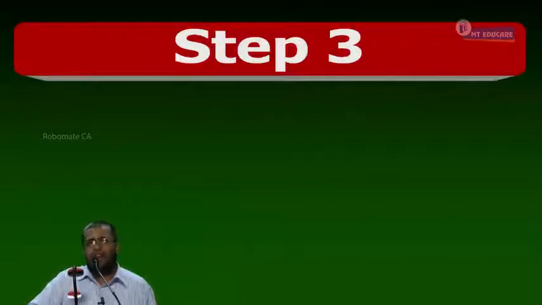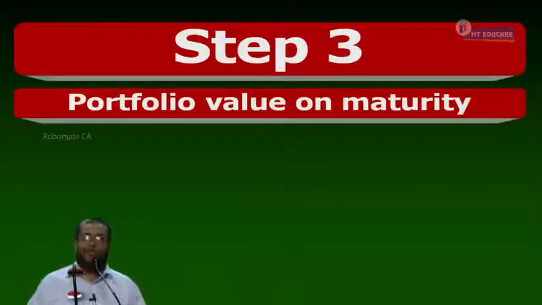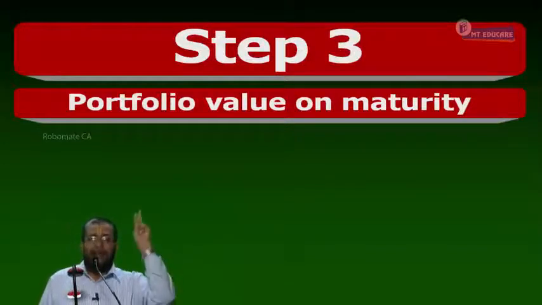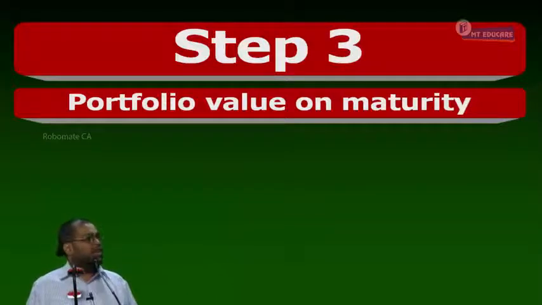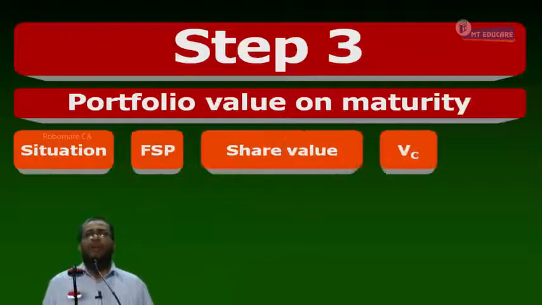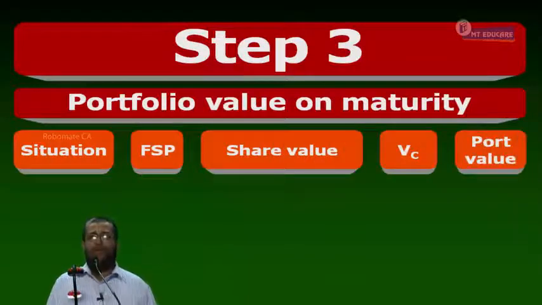Now, step three is what? Future value of the portfolio. Now, in my portfolio, how many items are there? Two items. One is what? Call writing. Another is what? Share holding. Am I holding one share or 0.6111 shares? 0.6111 shares. Okay. On maturity day, let us see the worth of my portfolio.